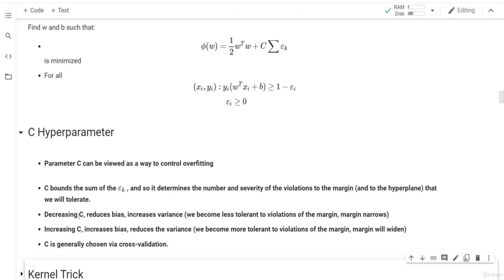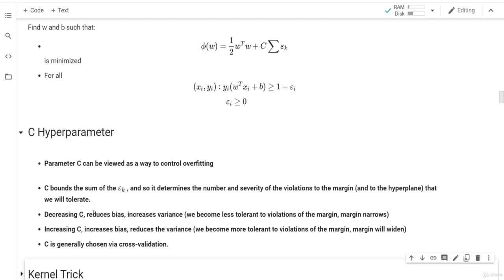Welcome back. So let's now discuss the C hyperparameter. We said that the C hyperparameter can be viewed as a way of controlling overfitting, right? So how can we do so? Let's say we want to decrease C. Instead of C being equal to 0.1, we will make it equal to 0.005, 0.00001, and so on, right? So let's say we want to decrease C until it reaches 0.